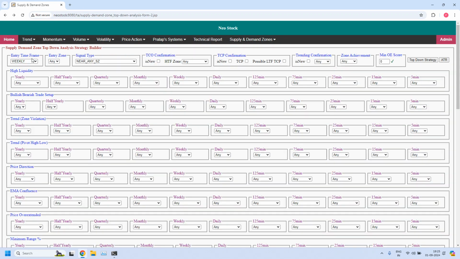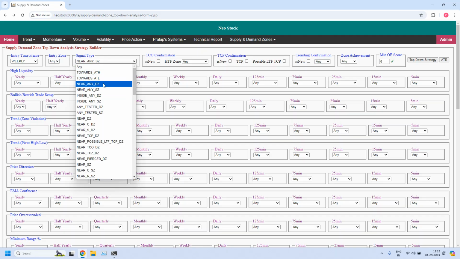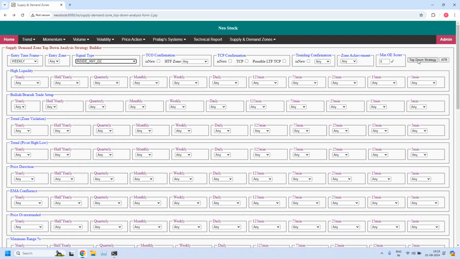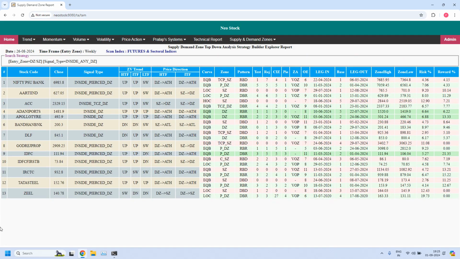Next report for weekly time frame, let us find the stocks where price closed inside weekly demand zone. 13 stocks are filtered. In all these 13 stocks, prices are closed inside the weekly demand zone. Also, please remember some of these weekly demand zones are pierced.